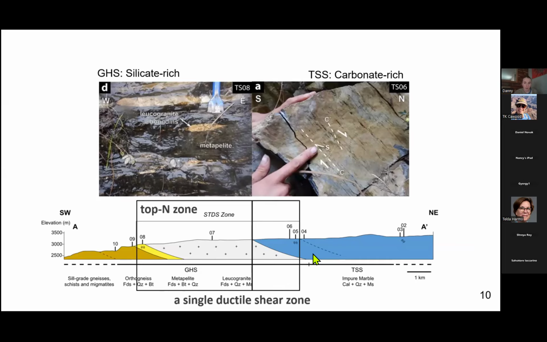In the Tsum Valley, the Greater Himalayan sequence to Tethyan sedimentary sequence boundary represents a very sharp lithology change. And this is important because it means that comprised within the shear zone, there is a very sharp change in lithology from the silicate-rich rocks to carbonate-rich rocks. And this has potentially important rheological implications.